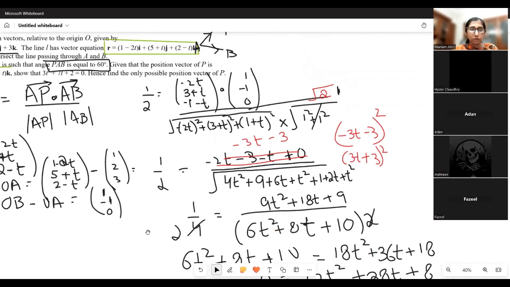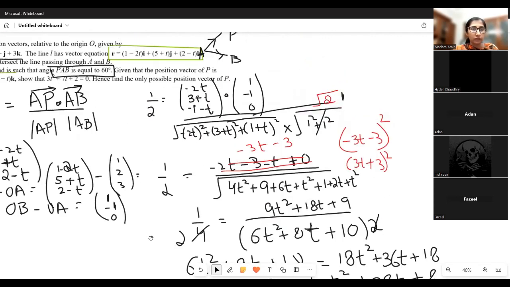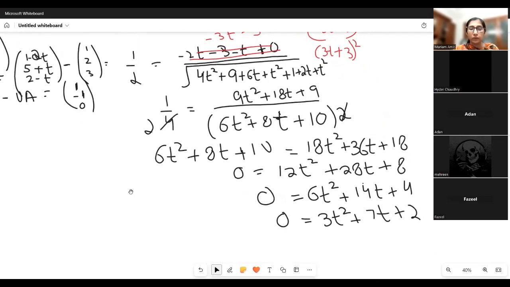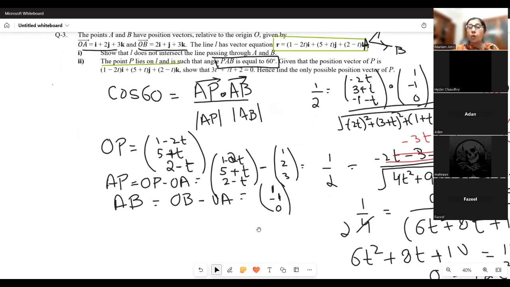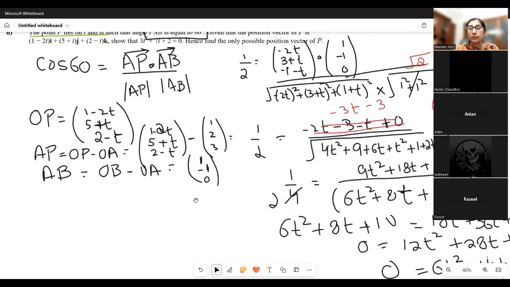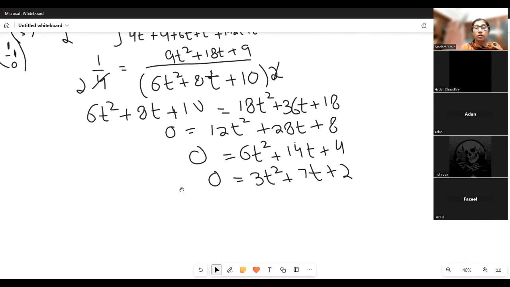Let's check. 3t square plus 7t plus 2. Yes, thank God, we got the quadratic equation. We need to solve it. Hence, find the only possible vector p. इसका क्या मतलब? Hence बोला है, तो that means definitely इसको solve तो करना ही है. So let's solve it.